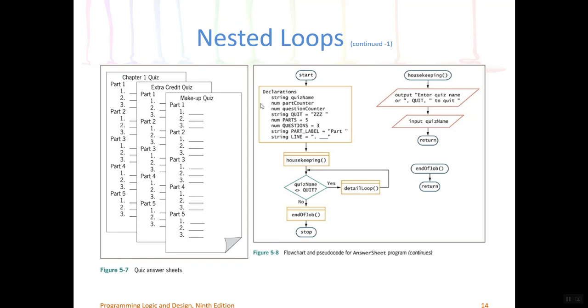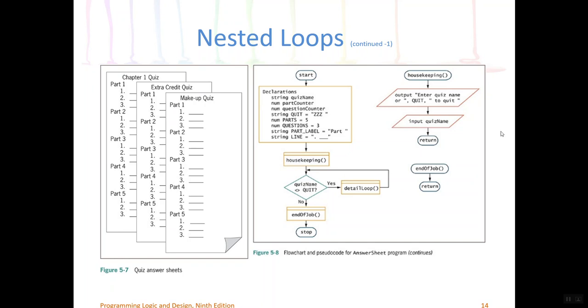Now, in this case, I'm going to tell you that the program will loop through and create these little quiz answer sheets. And we're going to ask the user to provide a quiz name. As long as the quiz name's not ZZZ, we'll keep making quizzes for them. So we have 3 nested loops, the outermost of which collects the quiz name.